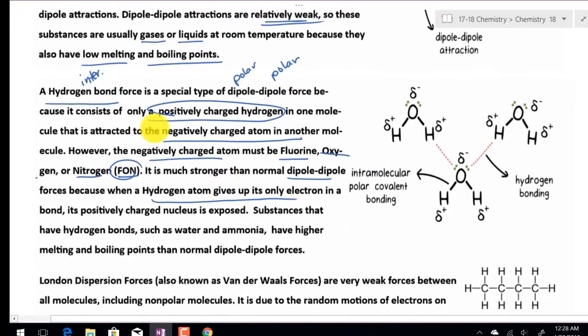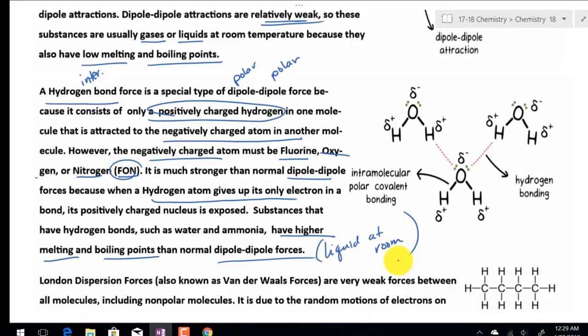Now, because it is stronger than most dipole-dipole forces, it would of course have higher melting point and boiling point than normal dipole-dipole forces. So, most importantly, they would remain as liquid most of the time at room temperature. And of course, at room temperature, water, what is it? It is liquid. If it's not liquid, we would not be able to drink it.